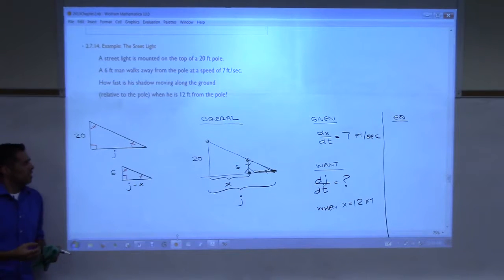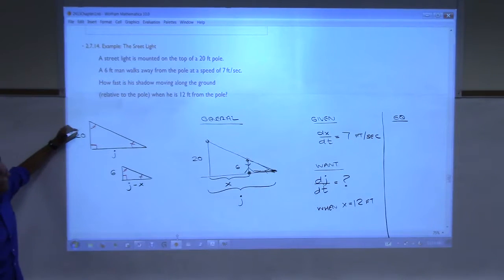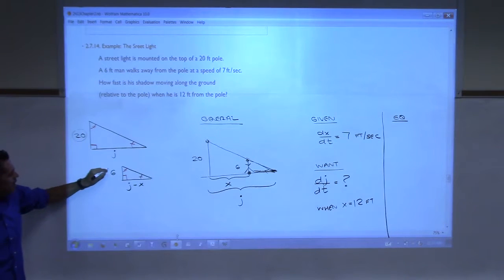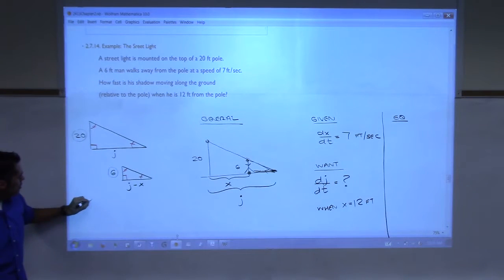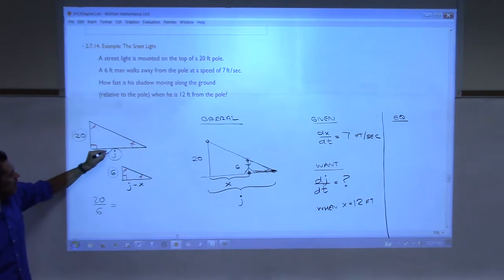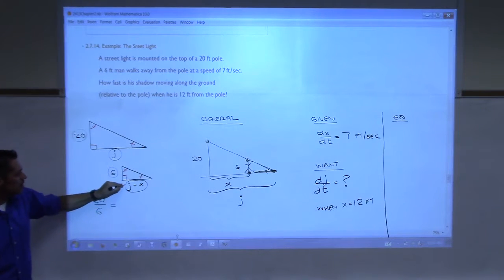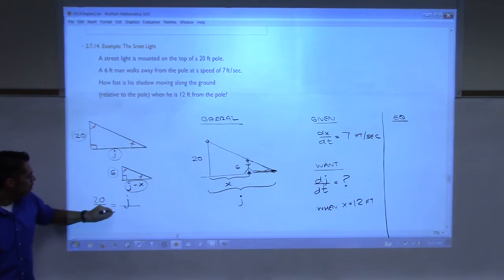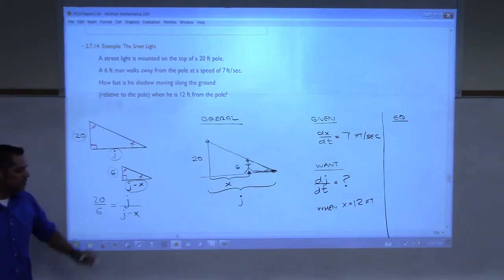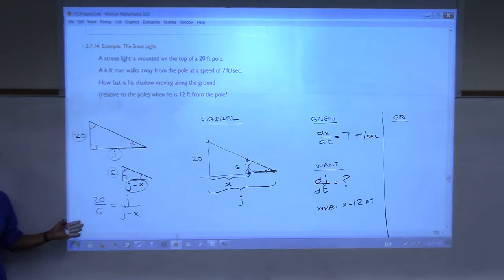Ratio of corresponding sides. What does that mean? That means if I take this side, which is kind of this shorter side here, and I divide it by this shorter side, so 20 divided by 6, that must be equal to this longer side divided by this longer side, j over j minus x. That's what it means to be similar triangles.